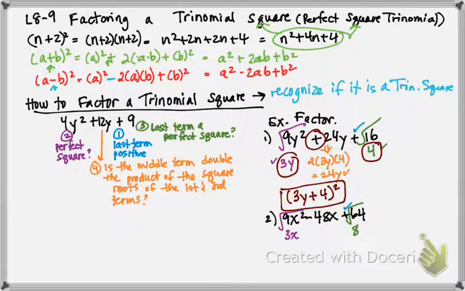Now comes the test. If I double the product, and I'm not going to worry about signs, of the two square roots, do I get the middle term? So I get 6 times 8 is 48. I get 48x. So I had yes, yes, yes, yes. So I grab just the 3, the square root, and the sign of the middle. So I get 3x minus 8 quantity squared. And there you go.